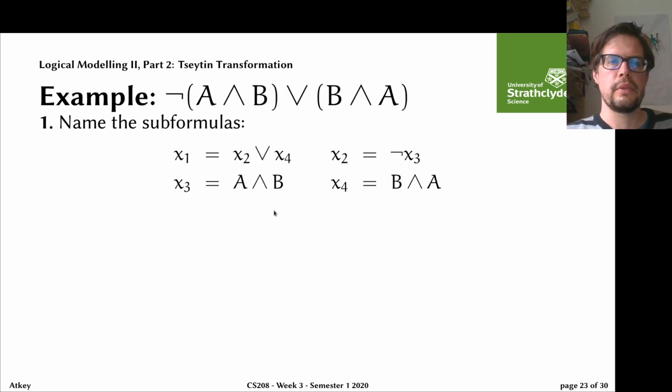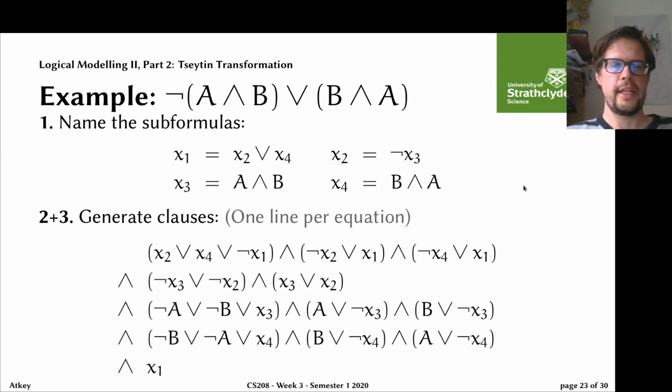So here's an example. Let's say we take not (A and B) or (B and A). So this is a translation of A and B implies B and A. So we name the subformula. The top level one is x1, which is x2 or x4, because there's an or here. x2 is not x3, so that's this bit over here. x3 is just A and B, and x4 is B and A.